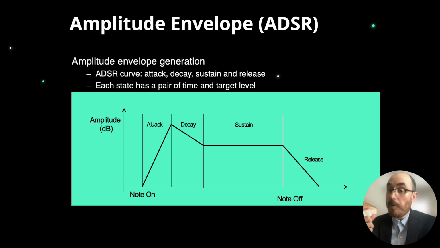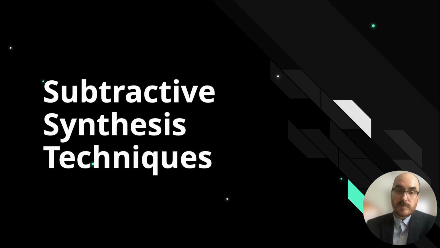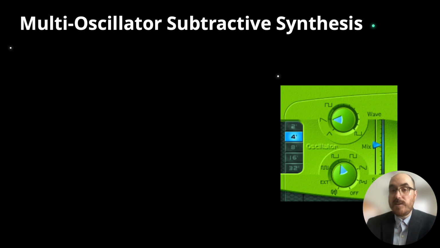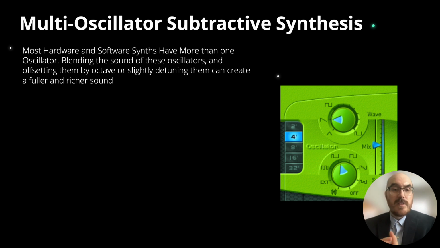But that's the other part of sound, right? So we have harmonics and we have envelope. So some subtractive synthesis techniques, multi-oscillator subtractive synthesis. So if you look at the web demos, you'll see most every synth hardware or software will have more than one oscillator. Why? Blending the sound of these oscillators and offsetting them by an octave or slightly detuning them can create a fuller, richer sound.